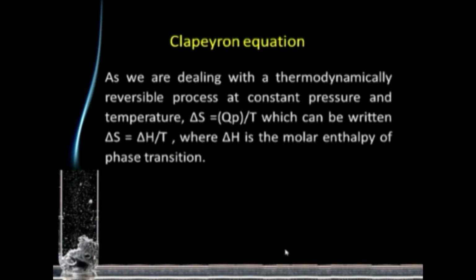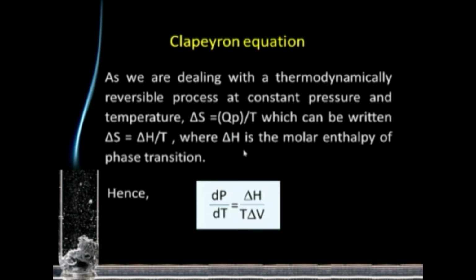As we are dealing with the thermodynamically reversible process at constant pressure and temperature, we can write delta S equal to Qp by T, which can be written as delta S equal to delta H by T, where delta H is the molar enthalpy of phase transition. Hence, we can write dP by dT is equal to delta H by T delta V. This is Clapeyron equation.